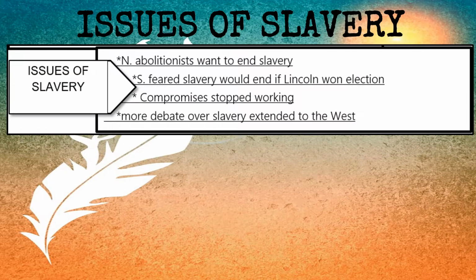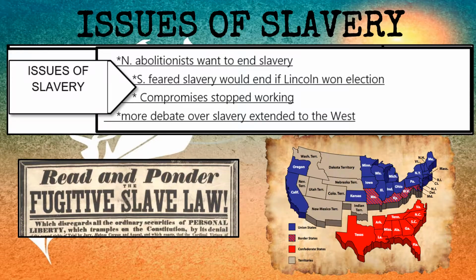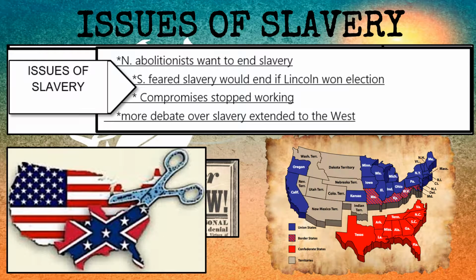Our last cause that we're going to take notes about is the issue of slavery, and this is a no-brainer. The Northern abolitionists wanted to end slavery. The South feared that slavery would end if Lincoln won election, which it eventually does end. All compromises that had been made up to this point had stopped working, and there was more debate over slavery being extended into the West.